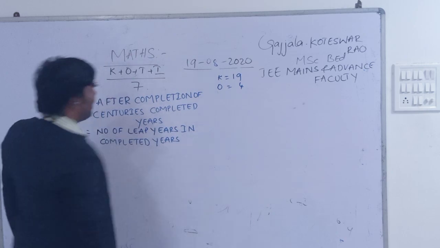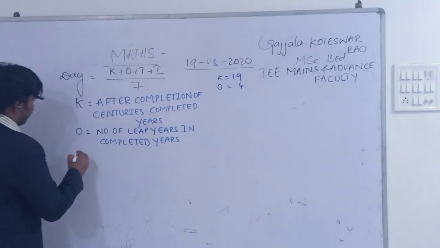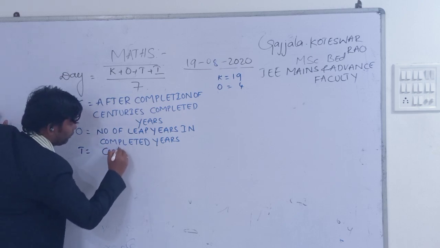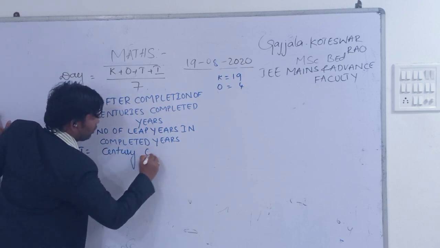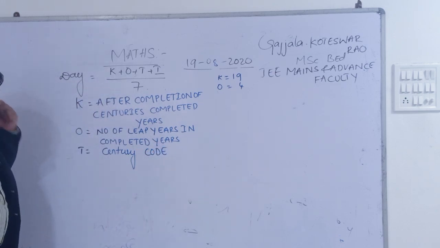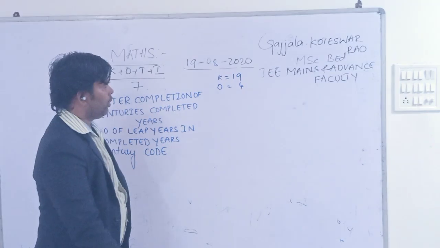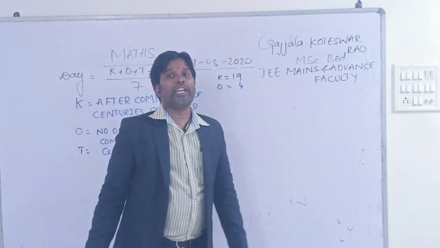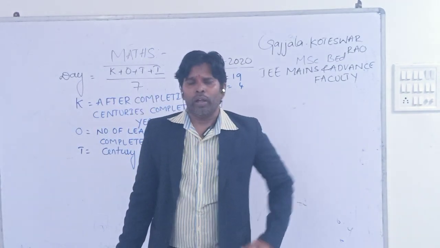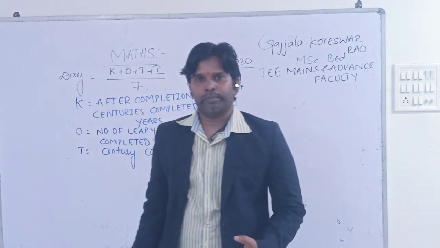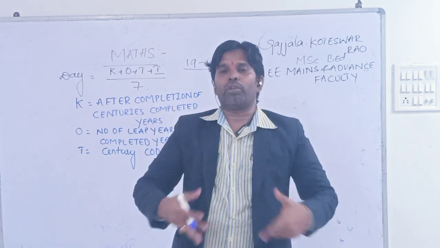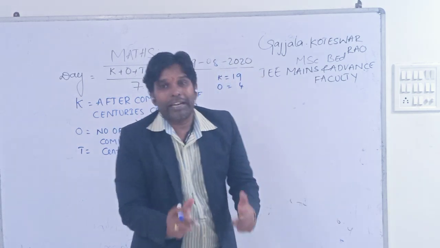And the next one is T. Just very simple. T stands for century code. What is a century code? If you want to find the century code, you just have to divide the centuries by 400. Why do you have to divide by 400? Here we are going to find the number of odd days in the total number of days. How to find the number of odd days?